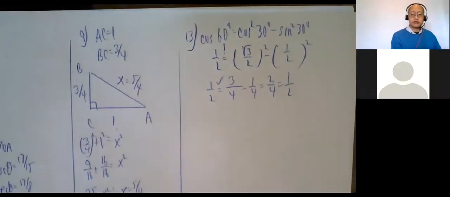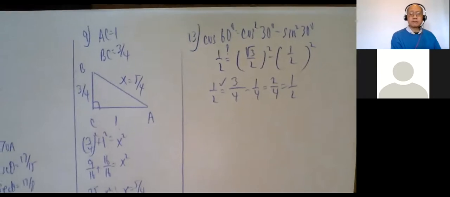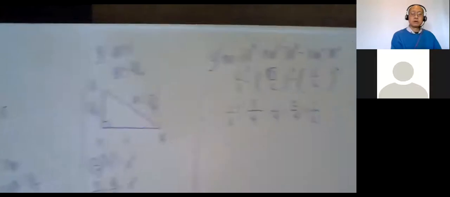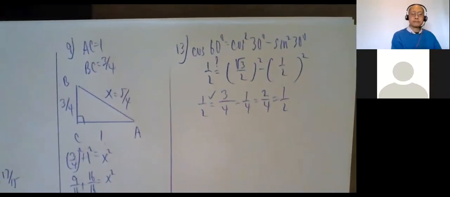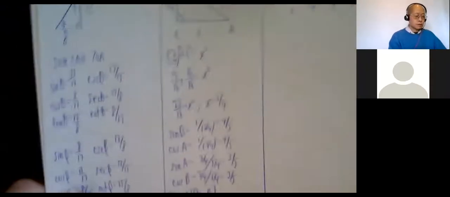Okay, notice I just used a unit circle. I didn't pick up my calculator at any time. So you should be able to reproduce this picture. Okay. All right, we'll do a couple more of those type.